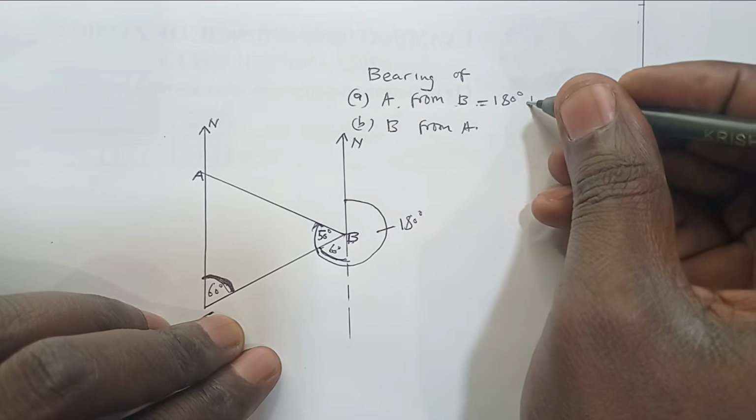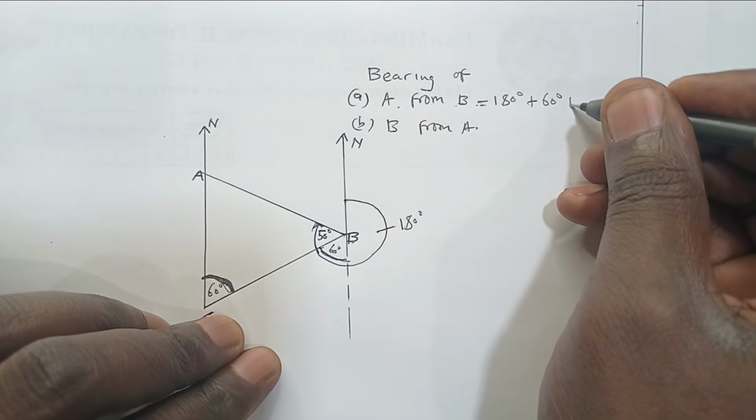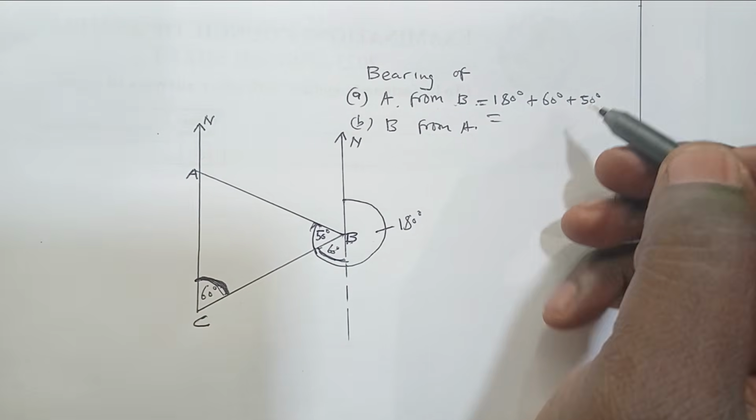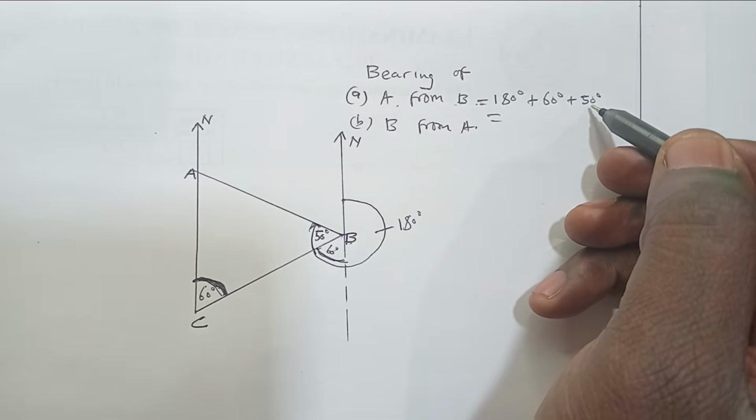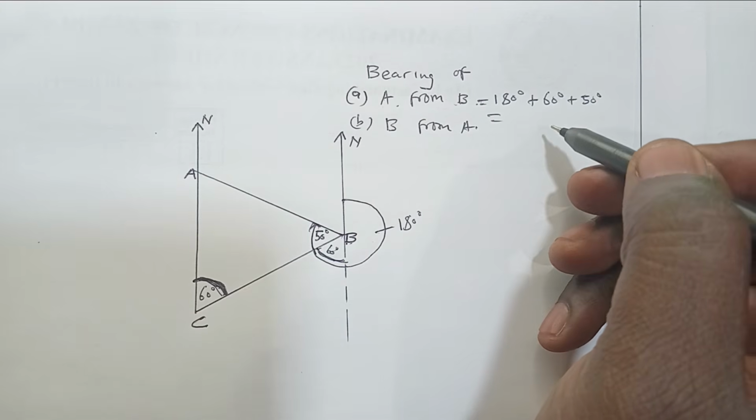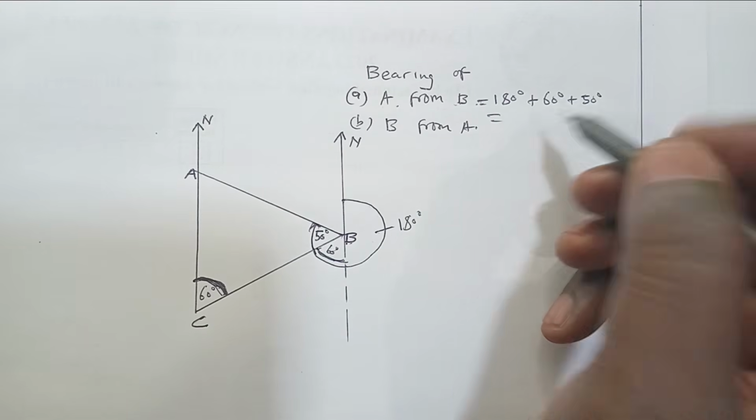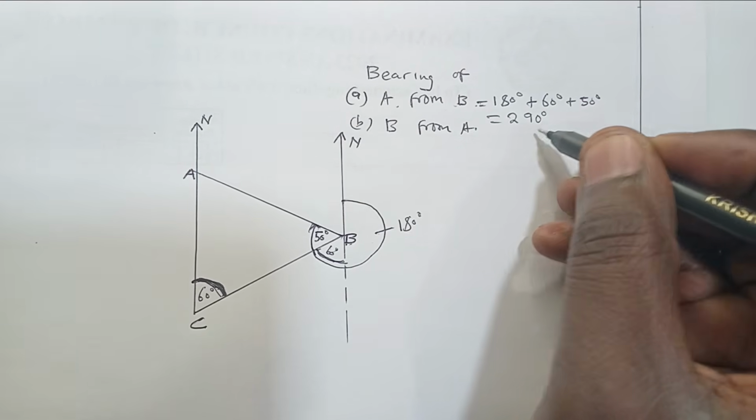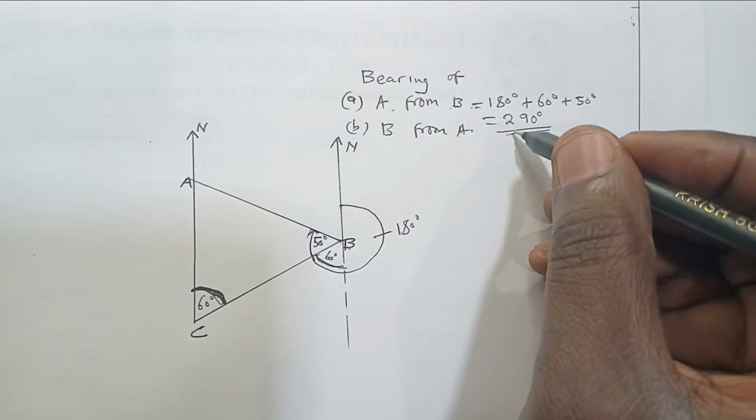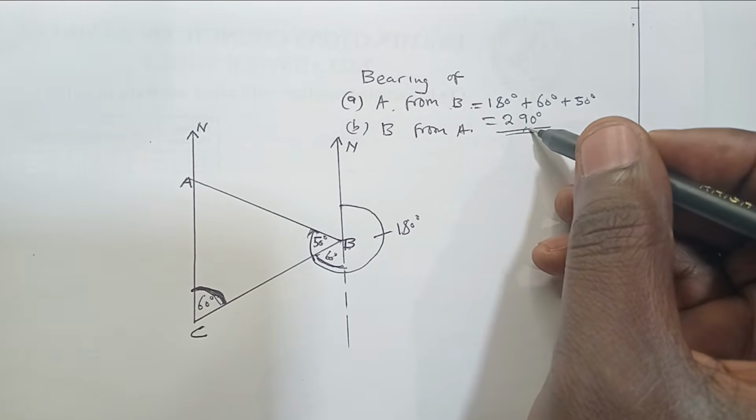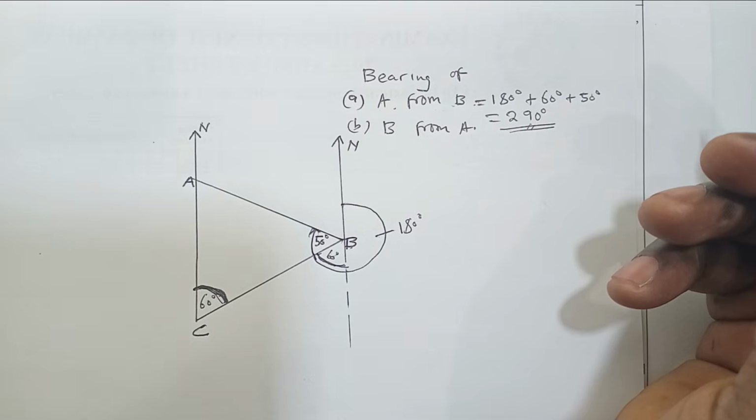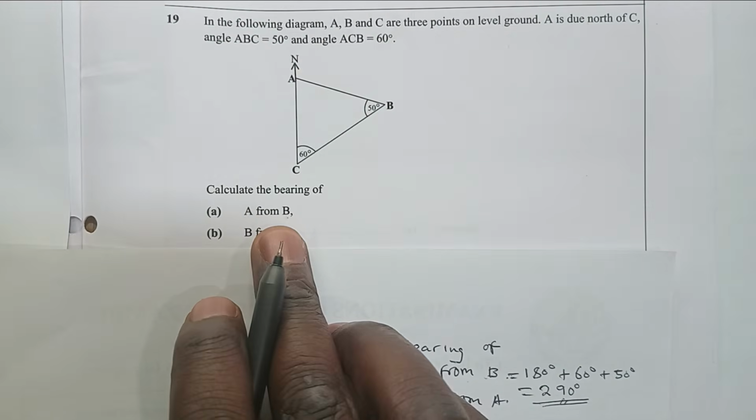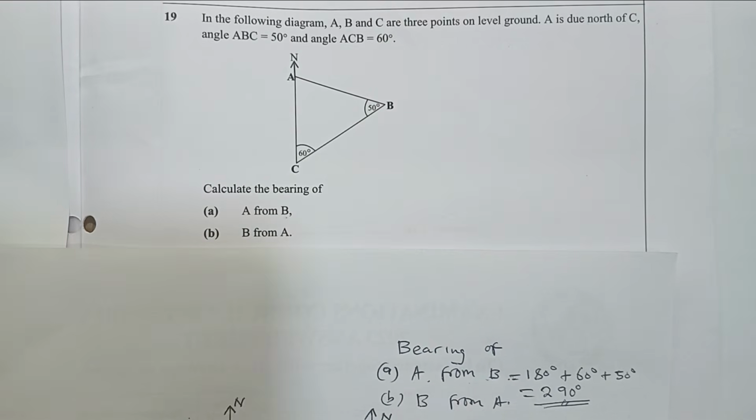Having said that, we are saying the bearing of A from B is going to be 180 degrees plus 60 degrees plus 50 degrees, which is going to give us, so 60 degrees plus 50 degrees will give us 110 degrees plus 180 degrees. We are going to have 290 degrees, or simply put 290 degrees as in 3 figures. So this is the solution to the first part of the question. I hope it makes sense.